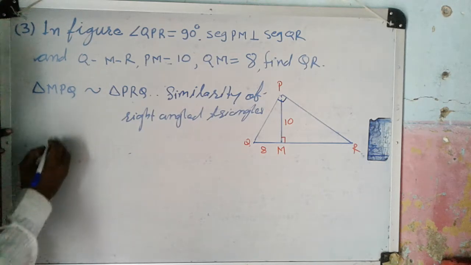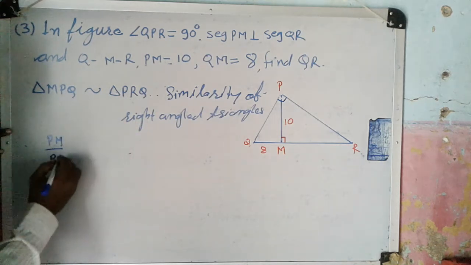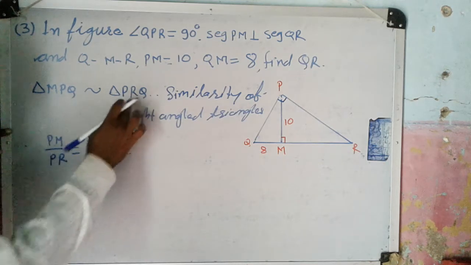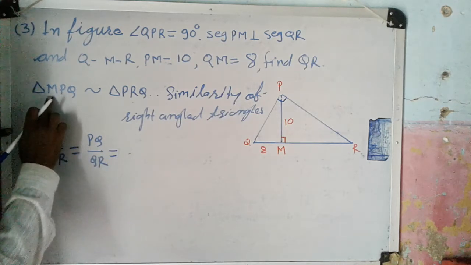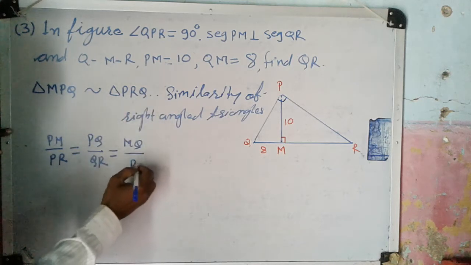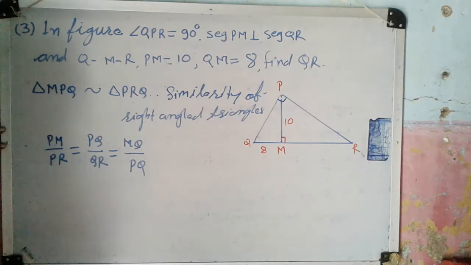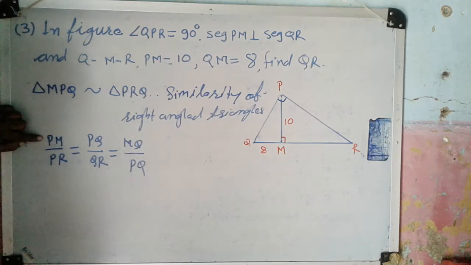That means here PM upon PR is equal to PQ upon QR is equal to MQ upon PQ. Okay, now here we have PM is equal to 10, and QM is equal to 8.